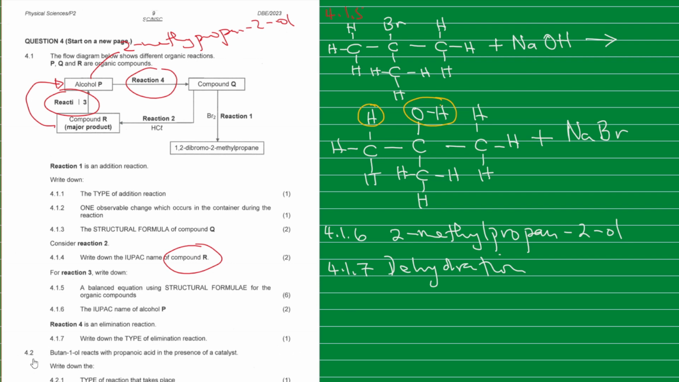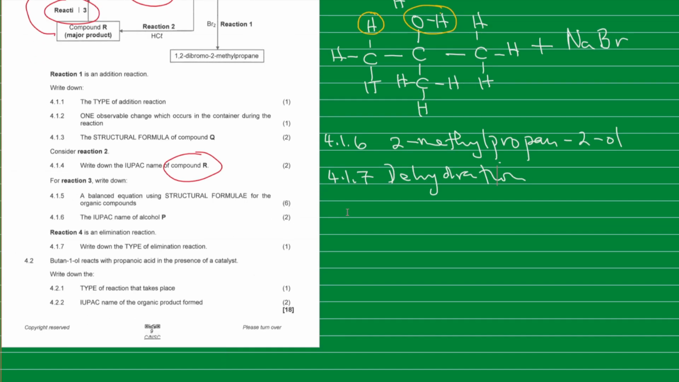And then we are told that butan-1-ol reacts with the propanoic acid in the presence of a catalyst, and write down the type of reaction that takes place. Okay, this one, butan-1-ol, is an alcohol. And propanoic acid is a carboxylic acid.